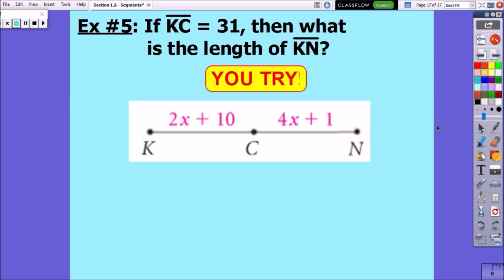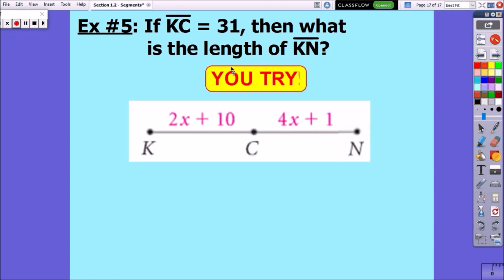All right, the last problem is for you to try. And again, give this one a whirl. I'm telling you that, from K to C, this is 2x plus 10. From C to N, segment CN, this is 4x plus 1. And I give you a little bit more information up here. The segment KC has a length of 31. In the end, I want to know how long is segment KN.